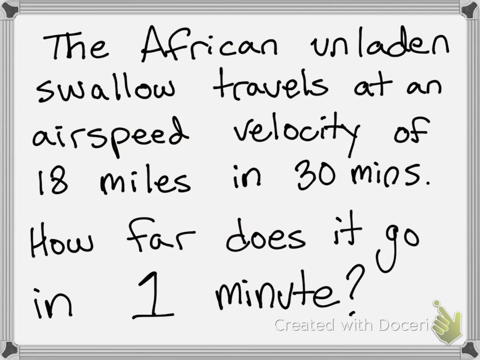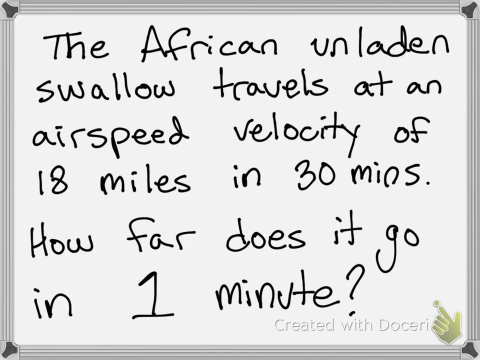Okay, the next thing that we're going to look at. The African Unladen swallow travels at an airspeed velocity of 18 miles in 30 minutes. How far does it go in 1 minute? So this one might be a little bit different. I want you guys to try this one the best that you can. If you're having a hard time understanding the question, it means bird goes fast.